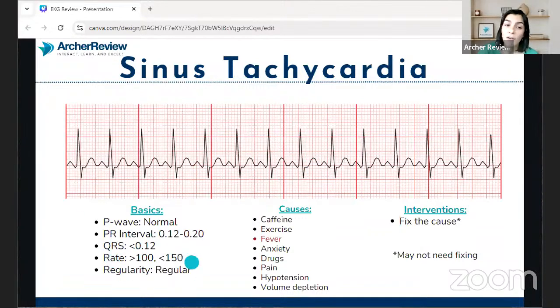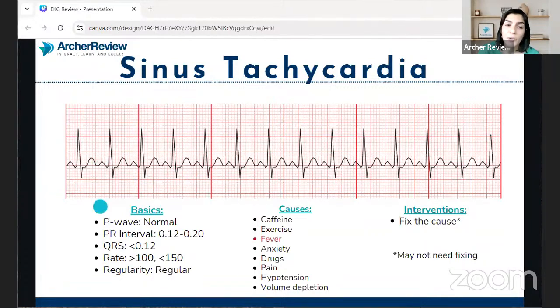And that's certainly over 100 and still less than 150, because if you get over 150, that's going to be SVT. That's a different arrhythmia. So it's still less than 150, but over 100. So this is a faster heart rate. So we know that that's abnormal. And then we're going to look at that PR interval, and that is normal on all the PR intervals. So it's between that 3 to 5 boxes.